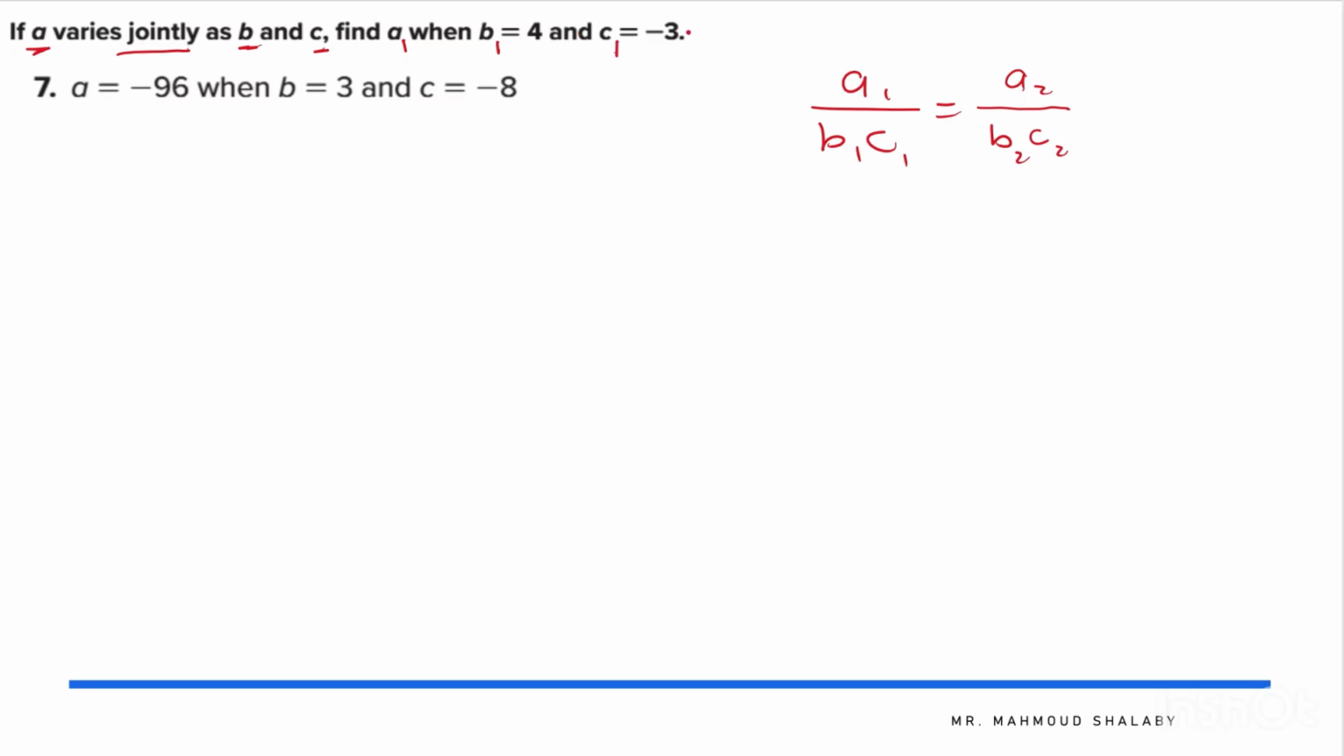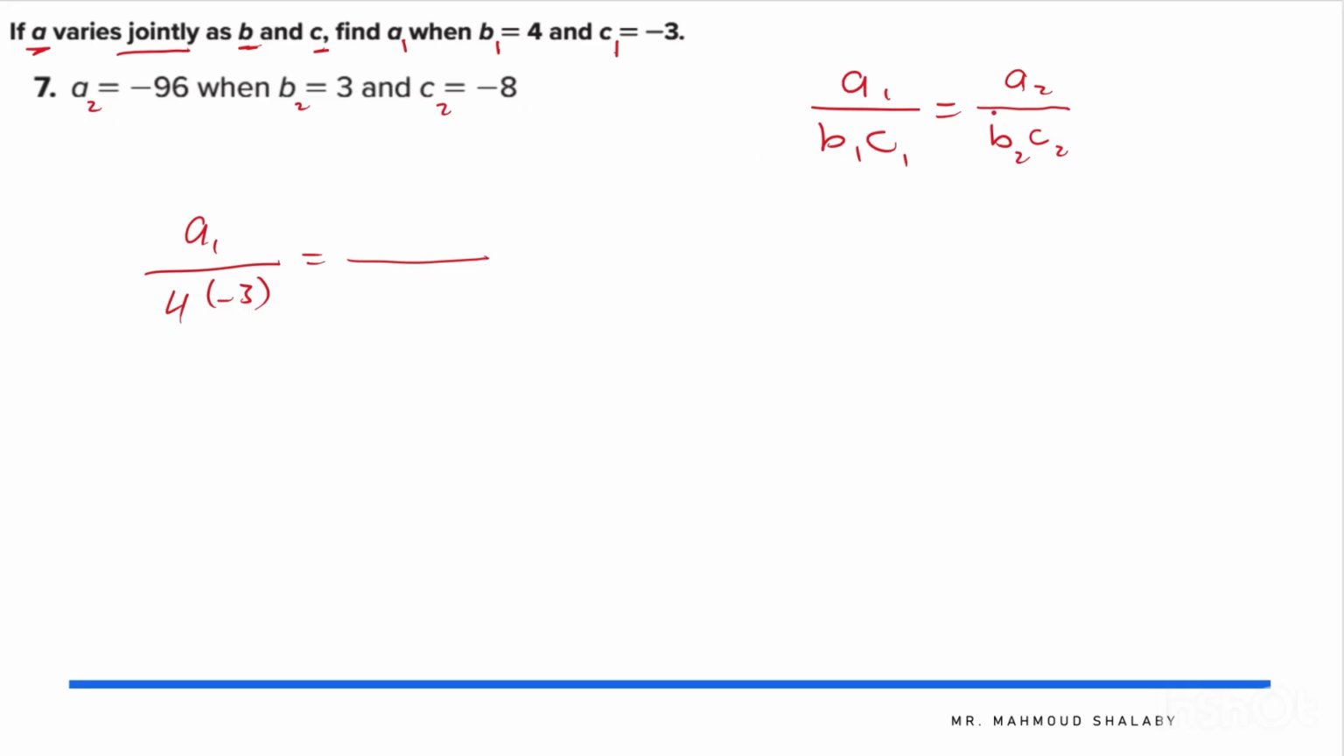So these are the three connected values, so I will call them 1s, and the second given values will be 2s here, as you can see. Now let's apply the rule. I'm just applying the rule. It's a very easy question in the exam. So A1 is not given, so I will leave it as A1, then B1 is 4, C1 is -3, so multiply this by -3.